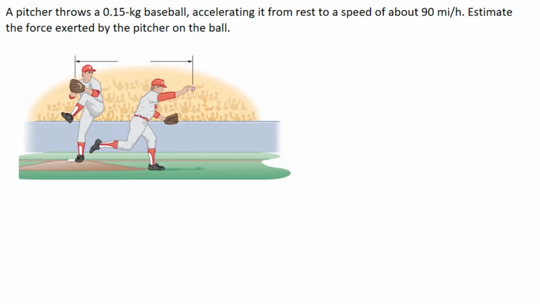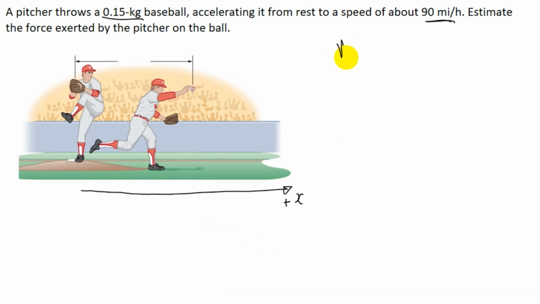So here a person throws a basketball of mass 0.15 kg from rest, accelerating it to a speed of about 90 miles per hour. Now we need to estimate the force exerted by the person on the ball. Before calculating the force, we'll first calculate the acceleration. So I'm defining the coordinate system. This is our coordinate system. This side we are taking to be positive x, right?